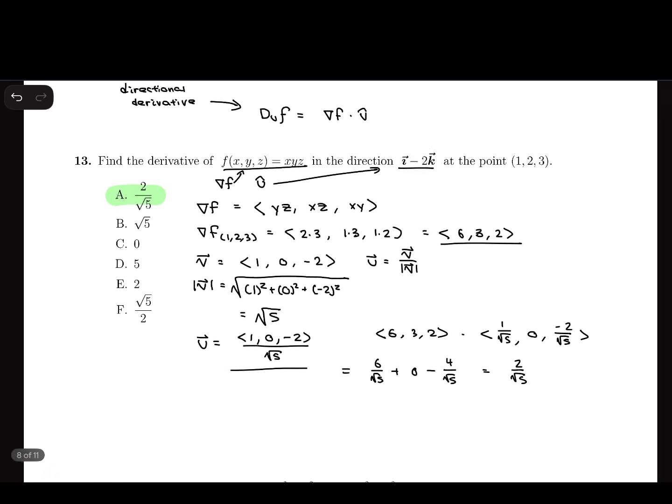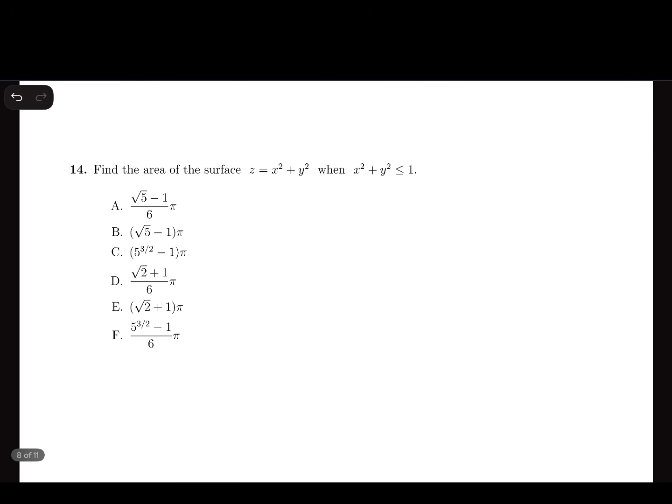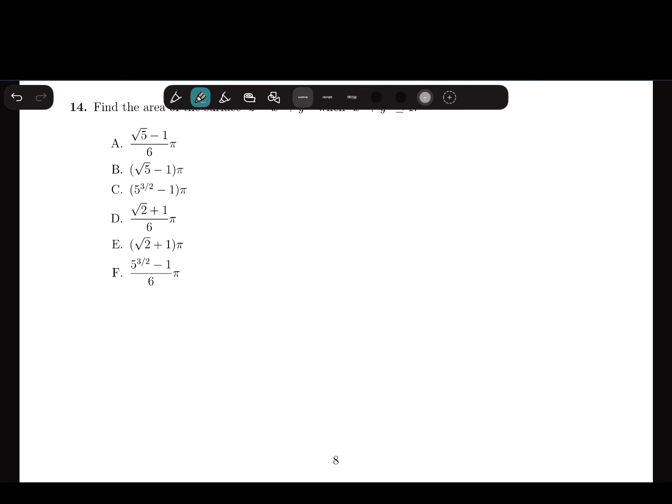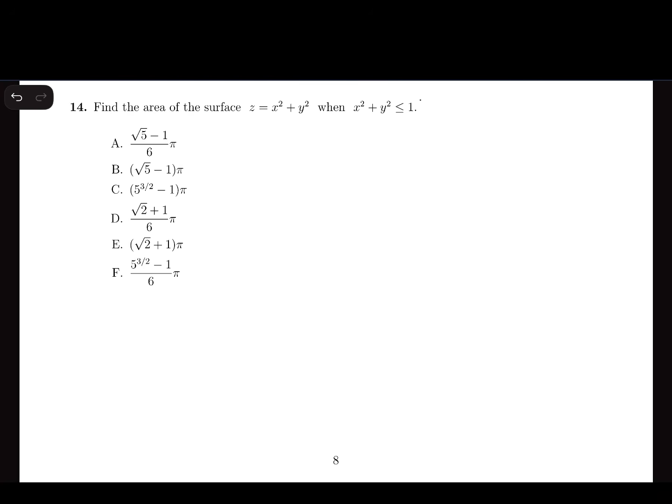Okay, moving on to question 14. Question 14 asks us to find the area of the surface z equals x squared plus y squared when x squared plus y squared is less than or equal to 1. So right off the bat, you just look at that and you know that is a circle right there. But they want us to find the surface area.